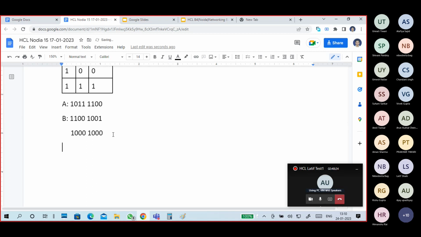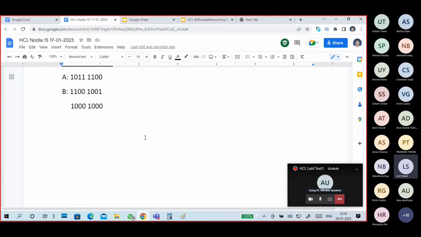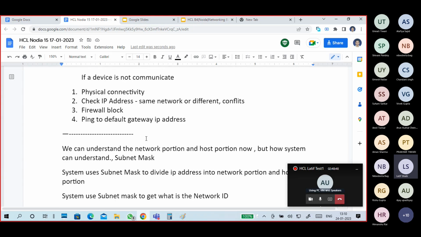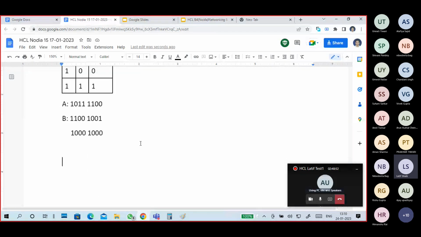Same. How to find? I think this much is not required, because if you don't understand, that is not good. We can find a subnet mask. And what is this subnet mask? We have to give the list of subnet masks, right? So we have to give the default subnet mask. That I will give.